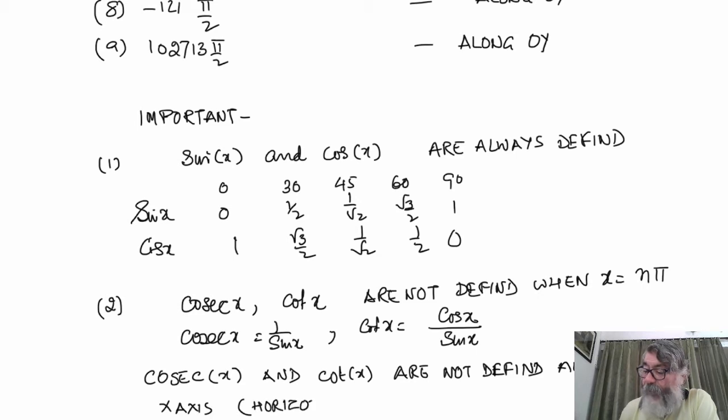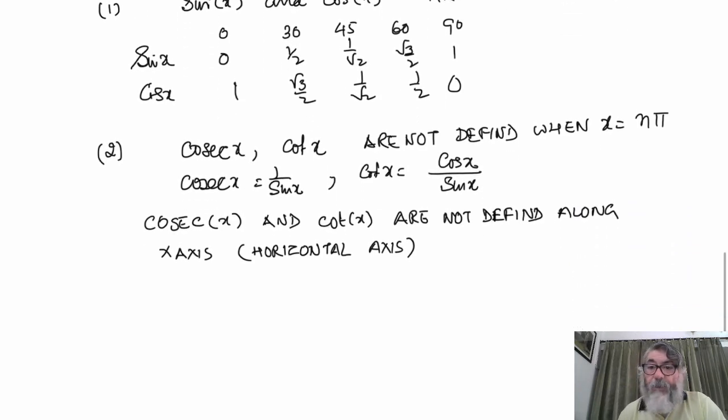These are things you will have to remember, which will help you later on. These are very important things. When we are talking of the horizontal line, then on the horizontal line you will realize that cosec x and cot x are not defined.